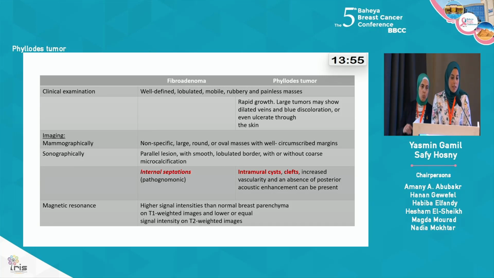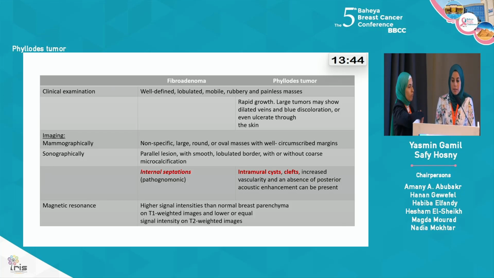On clinical examination, they both mimic each other. Fibroadenoma and Phyllodes tumor are both well-defined, lobulated, mobile, rubbery in consistency, and painless masses. However, the characteristic thing about Phyllodes tumor is that it shows rapid growth. The radiological features are also kind of inseparable.